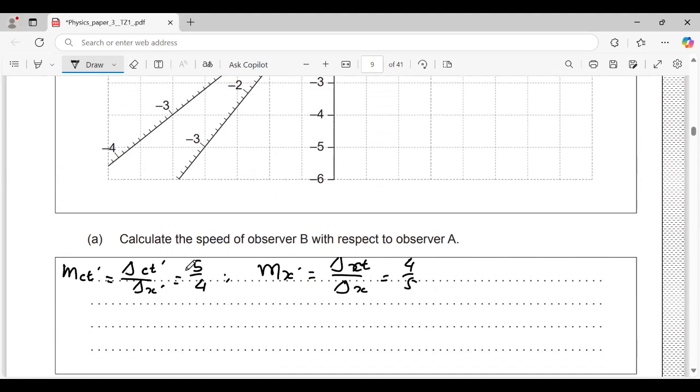The velocity of observer B with respect to observer A we can find using the inverse of this gradient. Inverse means c times delta x over delta ct, and that is c times 4 over 5, or 4/5 c.